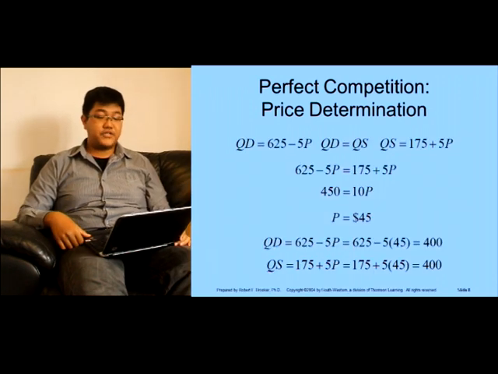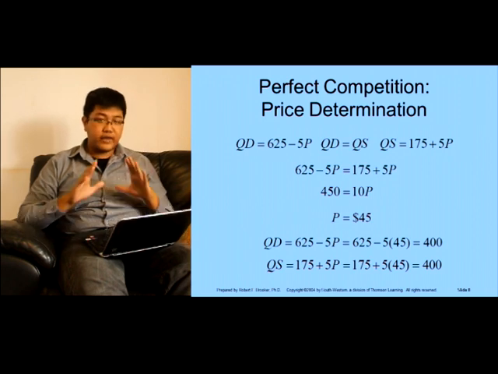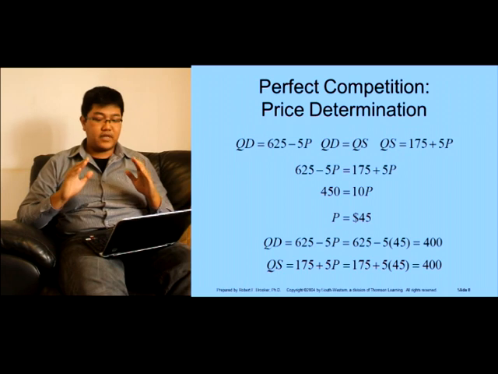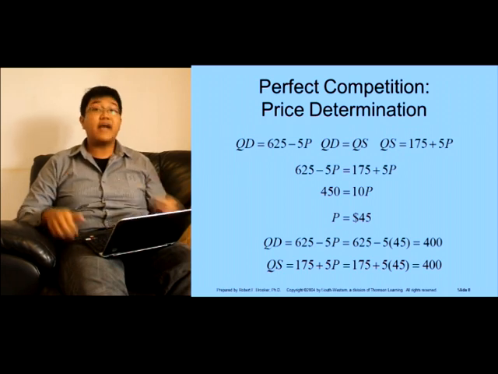And here is the calculation. We have 2 functions, Qd and Qs. Qd is 625 minus 5P, and Qs is 175 plus 5P. If Qd is equal to Qs, we get P equal to 45. After we get P, we substitute P into Qd and Qs again, and then we will get 400 for each.